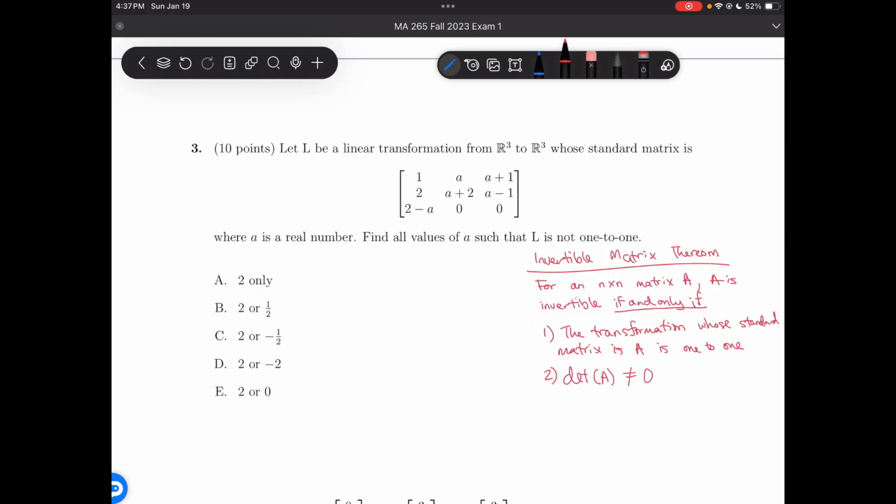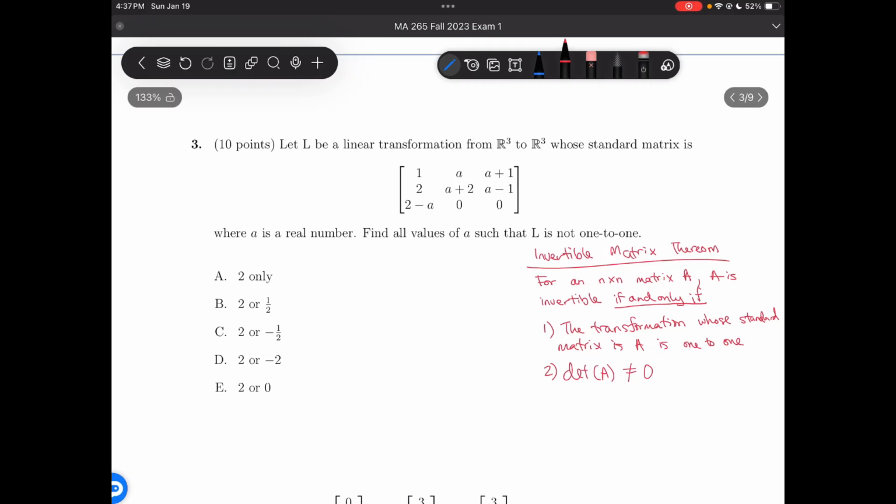So essentially, this means, by the invertible matrix theorem, L is not 1-to-1 is equivalent to determinant A equals 0. So now what I can do is solve for all values of A that would make the determinant of this matrix 0.